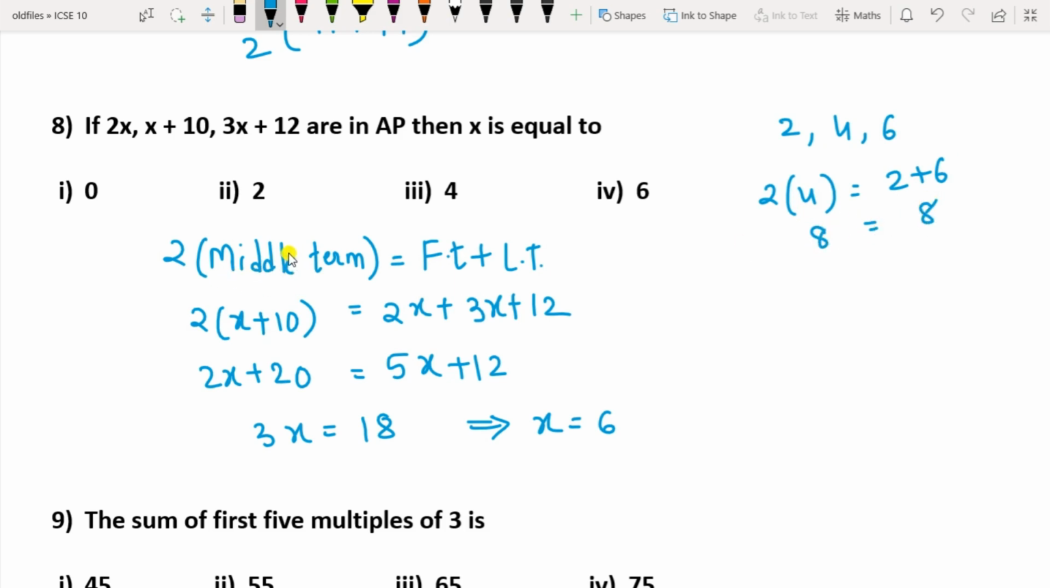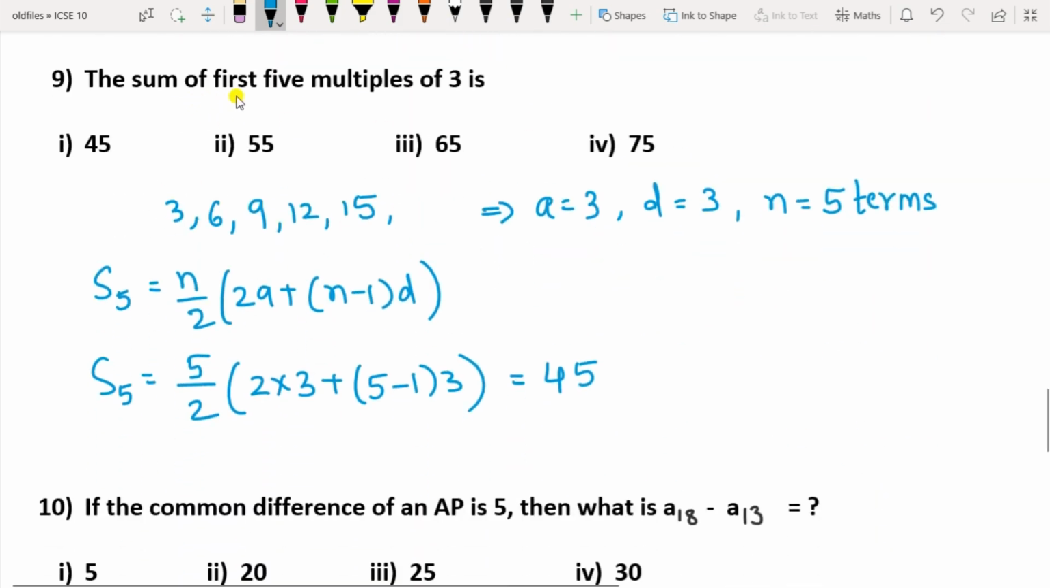The same process you have to do here. That is, 2 times the middle term is equal to the first term added to the last term. So if you solve this, you get the value of x as 6. So the fourth option is the correct option.